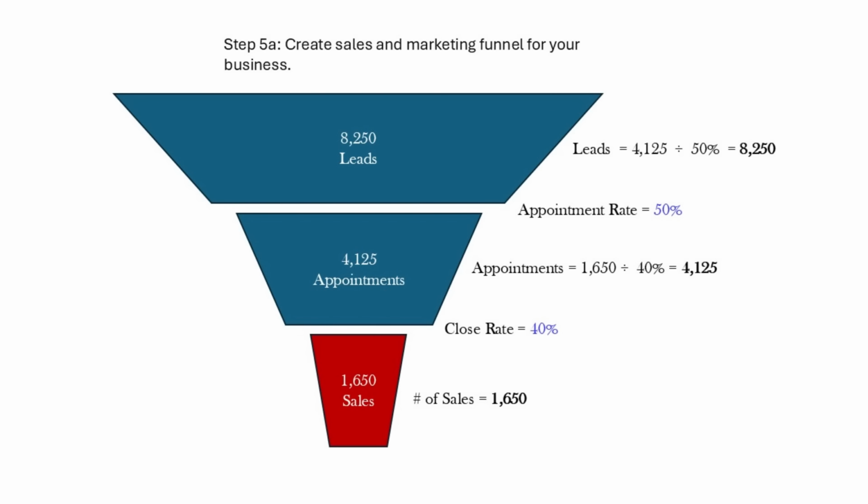Sales and marketing are estimated very differently than operations. Let's first envision our sales and marketing funnel. For our fictitious company, we've estimated that we need to have sold 1,650 products in the $10 million year. If we have a close rate of 40%, we need 4,125 appointments. And if we have an appointment rate of 50%, we need 8,250 leads per year.